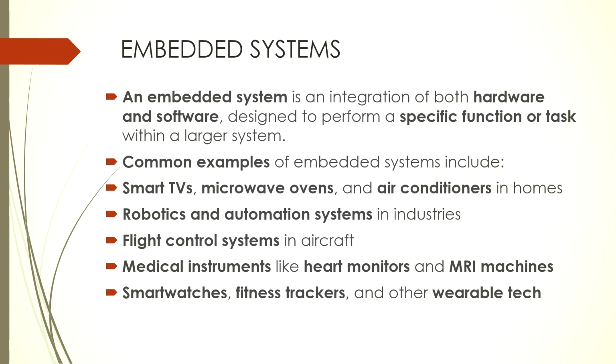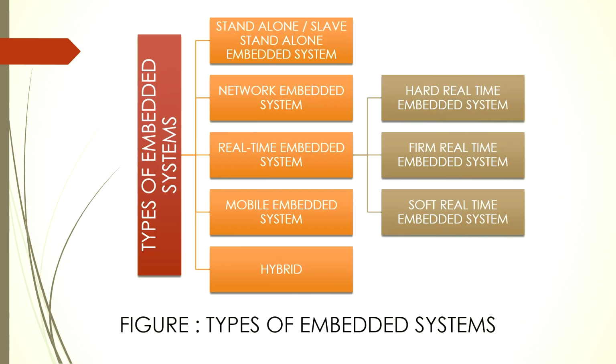Embedded systems. An embedded system is an integration of both hardware and software designed to perform a specific function or task within a larger system. So to perform a specific task, both hardware and software joined together is said to be an embedded system. Now coming to the common examples of embedded systems include smart TVs, microwave ovens, air conditioners in homes, robotics and automatic systems in industries, flight control systems, then medical instruments like heart monitors and MRI machines, smartwatches, fitness trackers and other wearable tech.